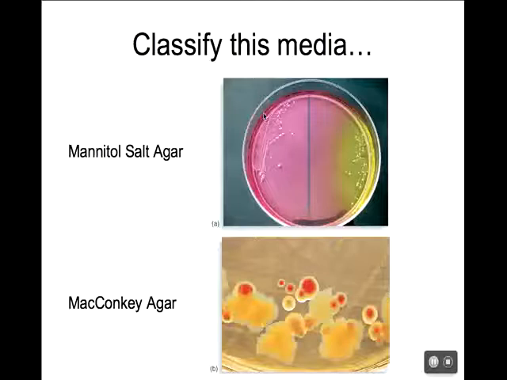The salt is there because most organisms can't survive in high salt, and only Staphylococcus can. So the high salt in this media makes it selective. It's selecting for those organisms that can grow in high salt.